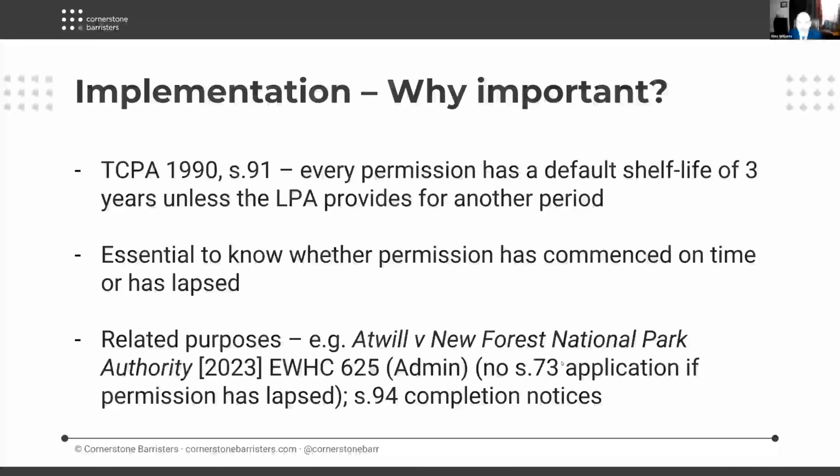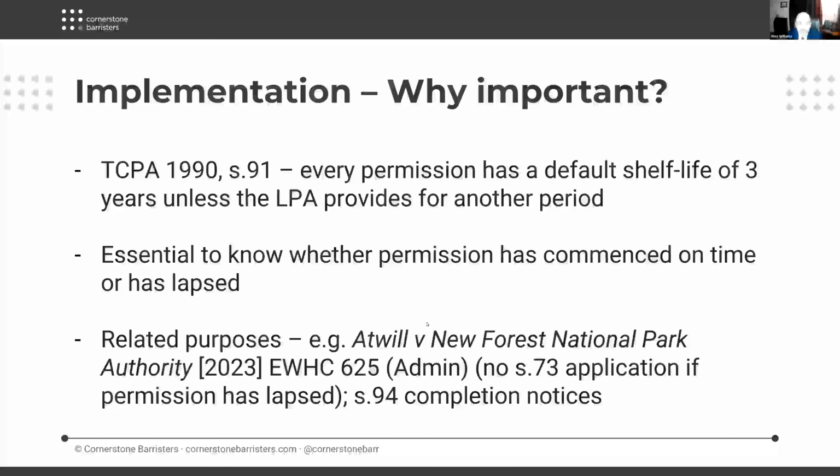And there are also related purposes for which an LPA may need to know whether a permission has been commenced. One good example is the recent case of Atwill, a New Forest National Park Authority. In that case, the developer applied under Section 73 of the 1990 Act to amend a condition relating, I think, to design in relation to a development. And the issue arose as to whether that permission had in fact been implemented. And the High Court held that ultimately it hadn't. And therefore the Section 73 application had no relevance. You can't amend a condition on a permission which has lapsed.